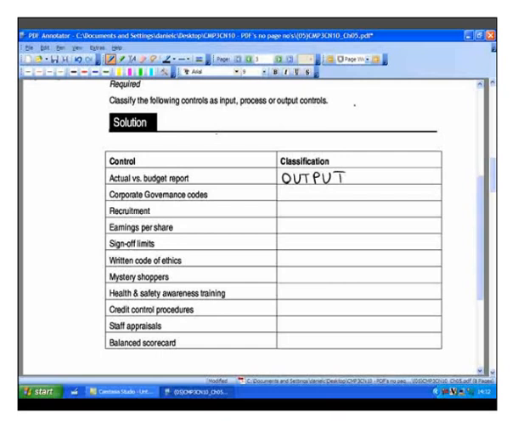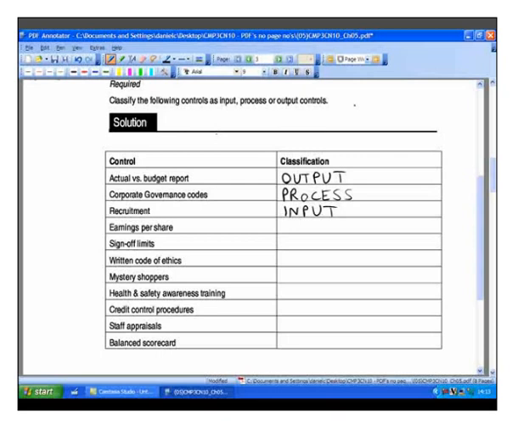But it's a very valuable control, because if your performance is below budget, it is something that needs further investigation and follow-up. The corporate governance codes that we looked at previously are a process control. They set down certain procedures and certain principles. The assumption is that if everyone follows those procedures and those principles in terms of their governance, you will reduce risk. Recruitment, we've already touched on, as being a key input control.